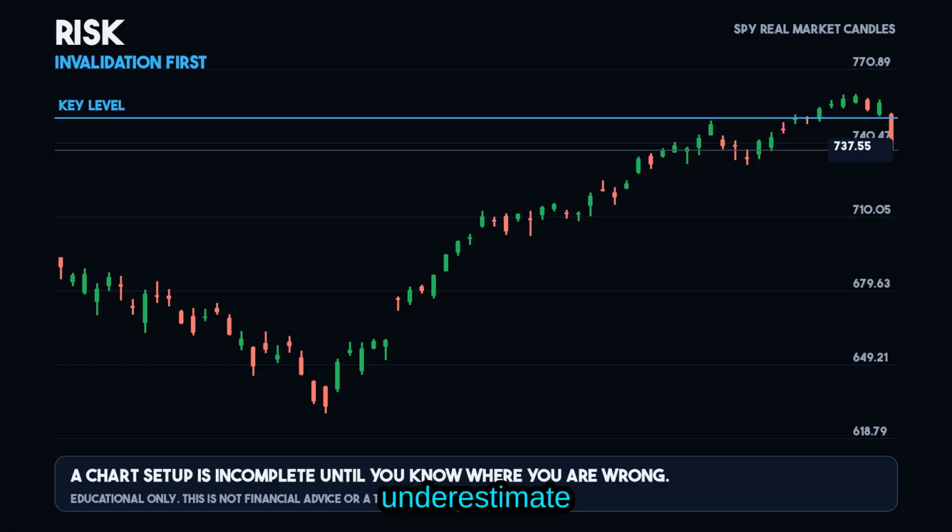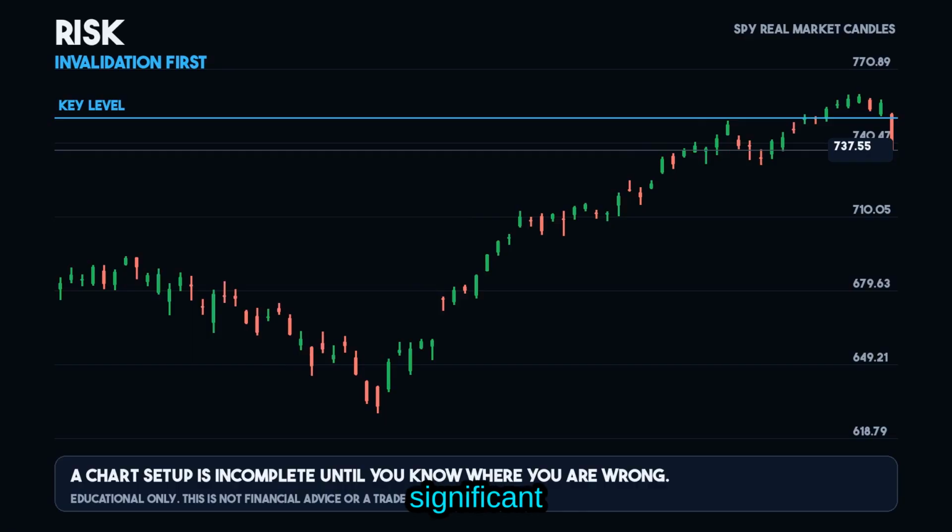However, beginners often underestimate the importance of setting stop loss orders, which can lead to significant losses in extreme market movements. To avoid this, make sure to set realistic stop loss levels and monitor your positions.